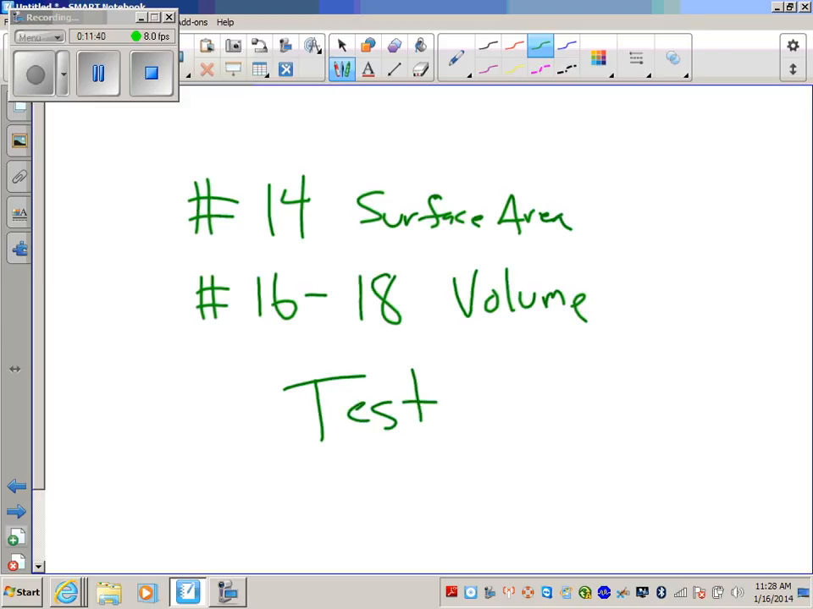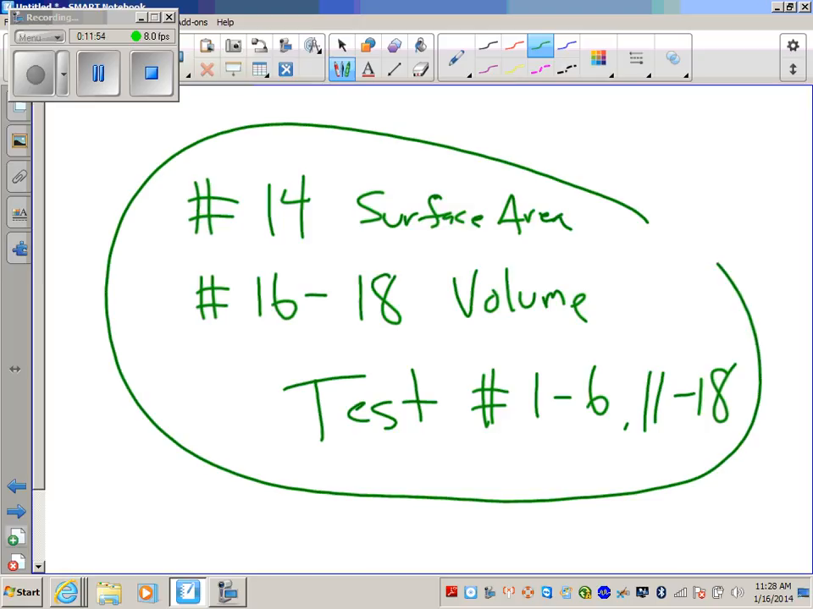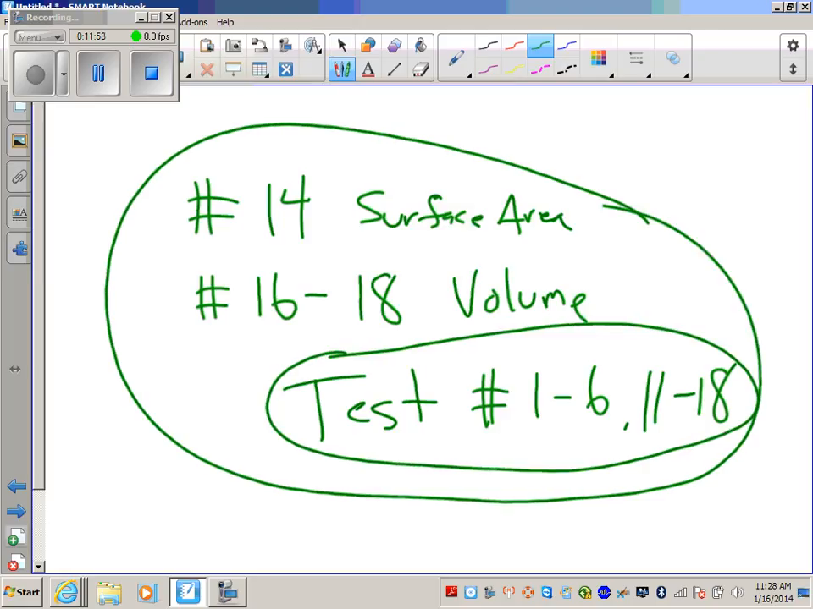You'll have to know from 1 through 6 and 11 through 18. Okay? That's what you'll have to know for the test. So that includes what? Area of parallelogram. That includes area of a circle, circumference of a circle. That includes area of a triangle. That includes surface area. That includes volume.